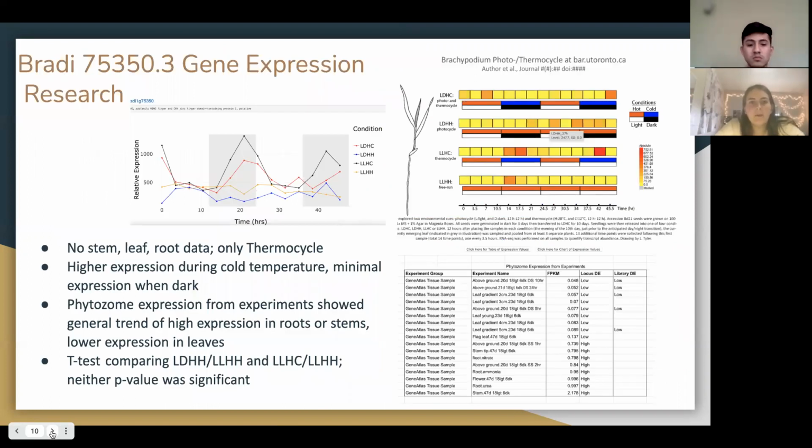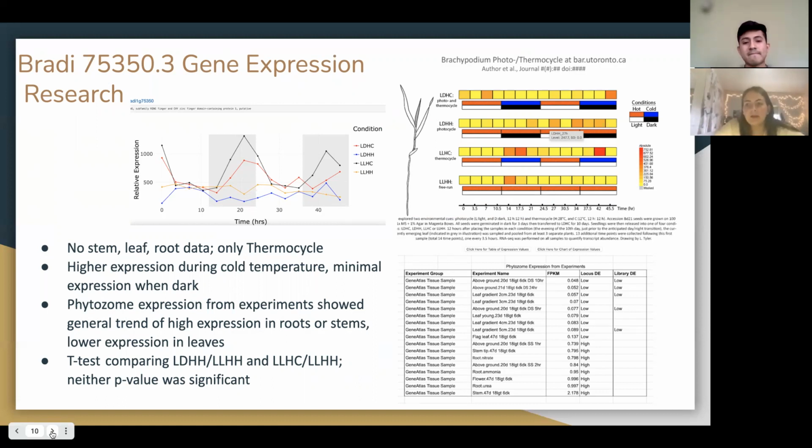After this experiment, we researched the expression of our gene, and unfortunately, we didn't have any data on the stem, leaf, and root locations of expression. We only had data from thermocycle and the Hazen lab. However, from phytosome experiments, we were able to see a general trend in the table on the slide that expression of our gene is low in the leaves of B. distachyon, but higher in the roots and stems.